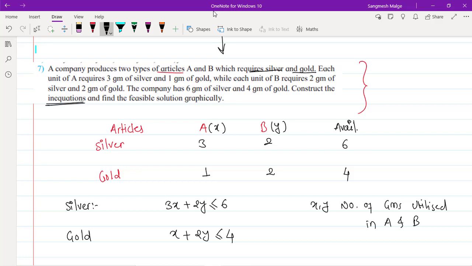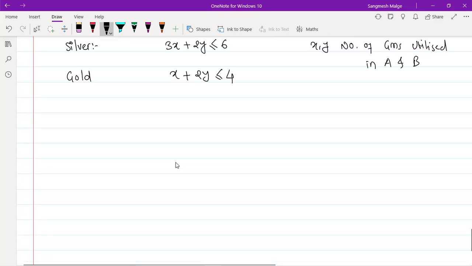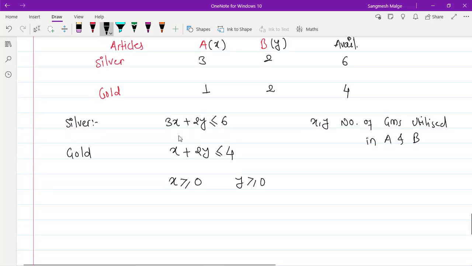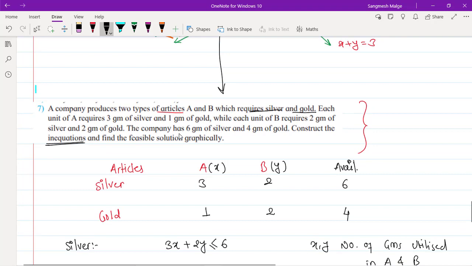And definitely the next two constraints will be what? As x and y are quantities, they cannot be negative, so I have to take them as positive only. So x is greater than or equal to 0, y is also positive. Good. Okay, so writing these 4 constraints will give you full marks for this question. If the question is this much only, construct the equations.